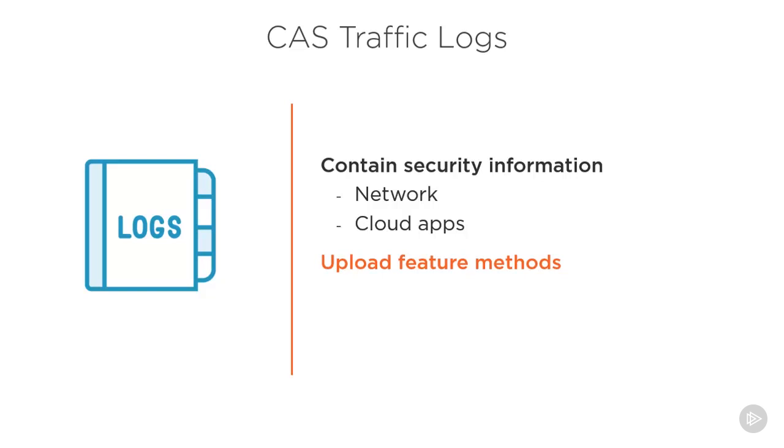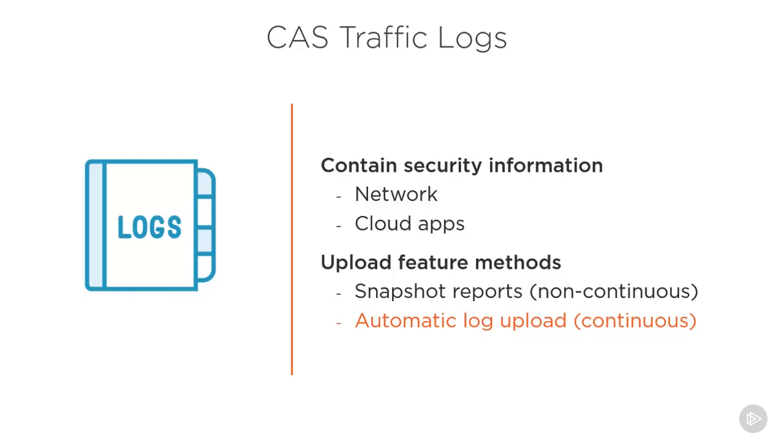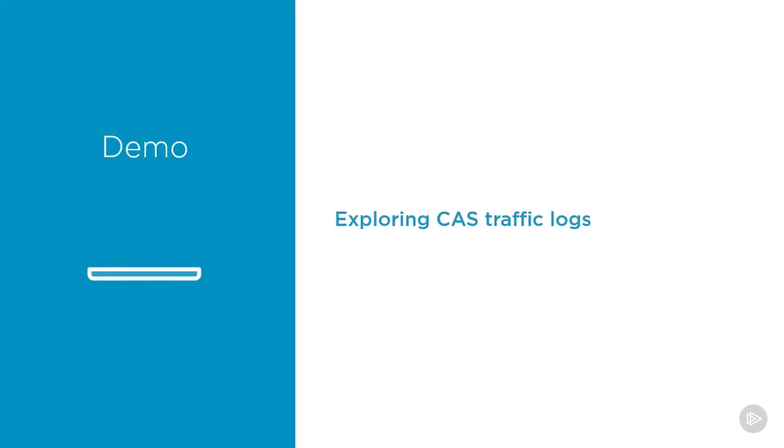And there are two upload feature methods. The first one is called snapshot reports. This is non-continuous. So periodically, we're going to go out and take a snapshot of the data that's available to us. And we also have an automatic log upload, which automates the upload of this information, which provides a continuous upload of this data instead of you having to do a snapshot and manually upload them. So snapshot reports are non-continuous and more of a manual effort, whereas the automatic upload is continuous and more of an automated method. Let's go back out to our CAS dashboard and explore how we configure these CAS traffic logs.